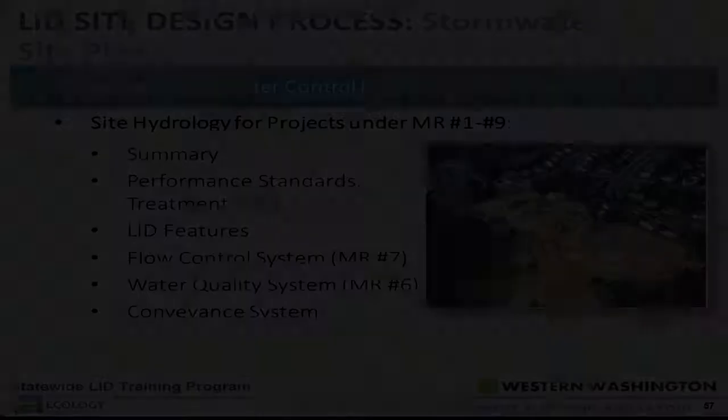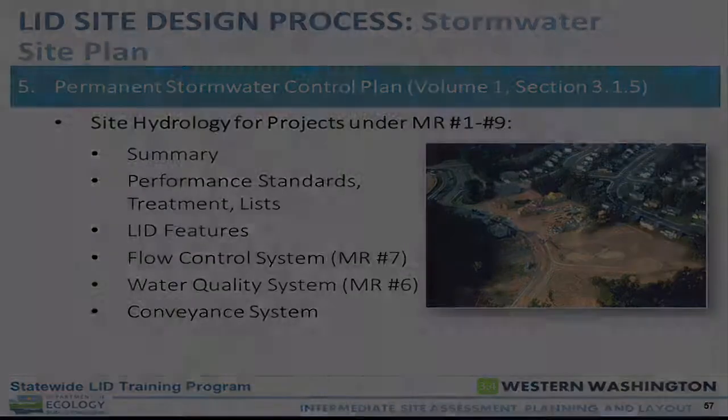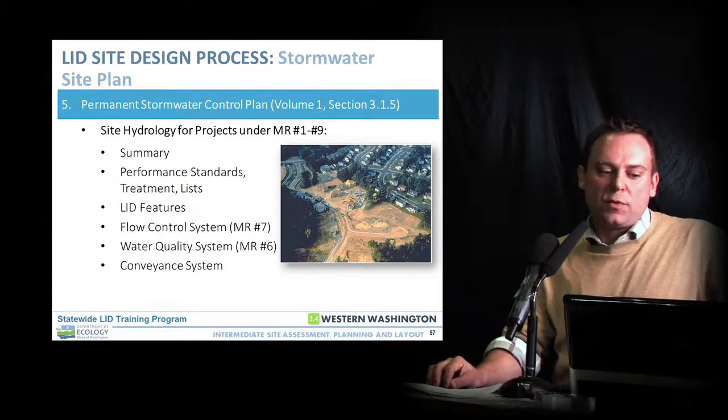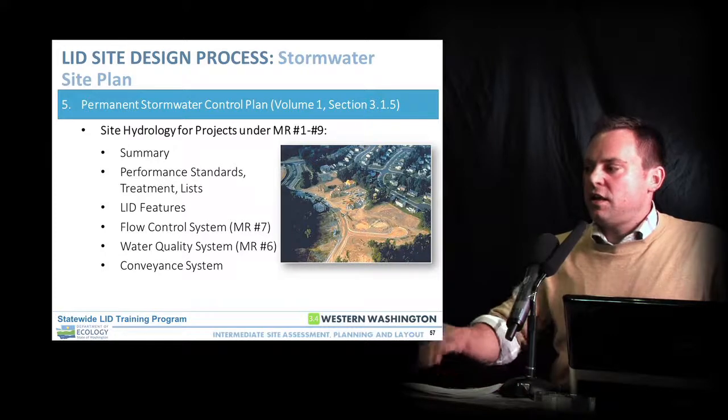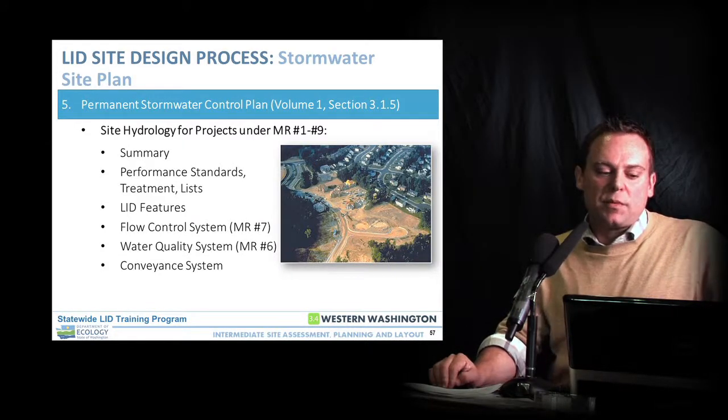For larger sites, you're going to need a lot more detail because, again, there's a lot more risk and a lot more potential impact from these sites. So you need to provide a summary of the project, an executive summary of what the project is and what you're designing. List out your performance standards and treatment, describe all the LID features you're doing on the project, and show how you're meeting the flow control requirements. This is minimum requirement number 7, so again, how are you meeting that? Show how you're meeting water quality standards, minimum requirement number 6, and describe the conveyance system.